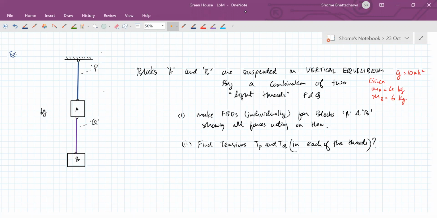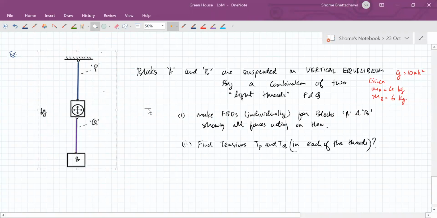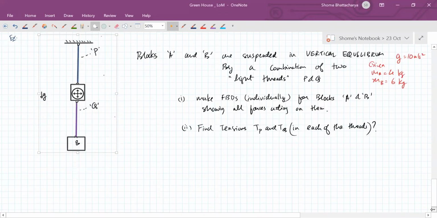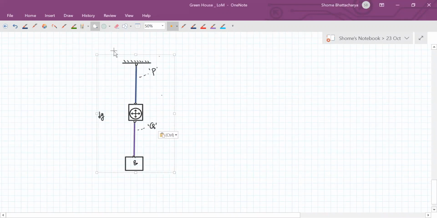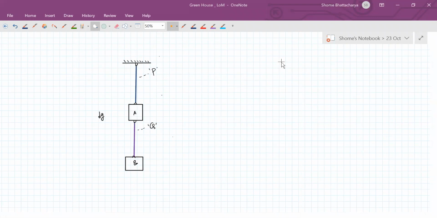Yes, yes, that is correct. So which one is 100 newtons and which one is 60 newtons? P has 100, right? The top string will have the larger tension. Yes, that's correct. Diti, your answer is correct.